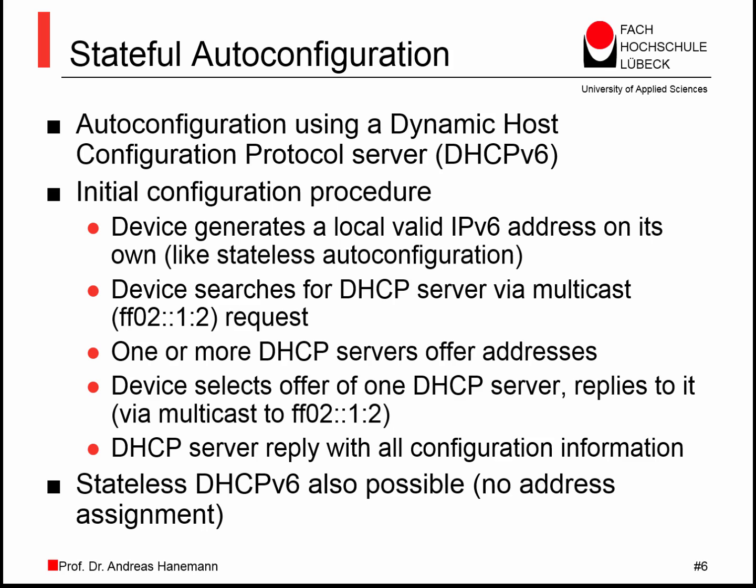The device selects an offered IPv6 address and replies to the DHCPv6 server via the special multicast address. Then the DHCPv6 server provides all required configuration data like default router and DNS servers.